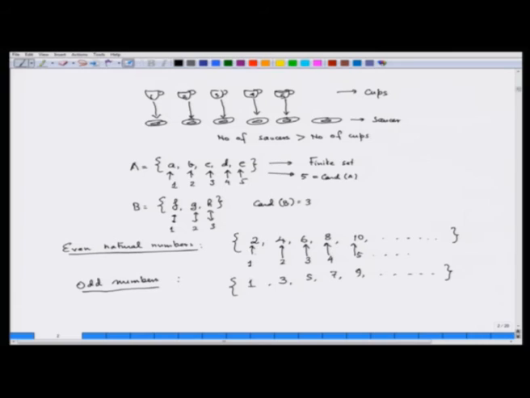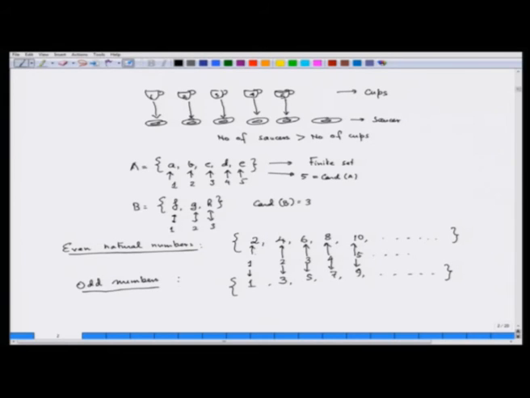And similarly, for the odd numbers, 1 is corresponding to 1, 2 is corresponding to 3, 3 is corresponding to 5, 4 is corresponding to 7, 5 is corresponding to 9 and so on. So, both these sets, the set of even natural numbers and the set of odd natural numbers, are countable.